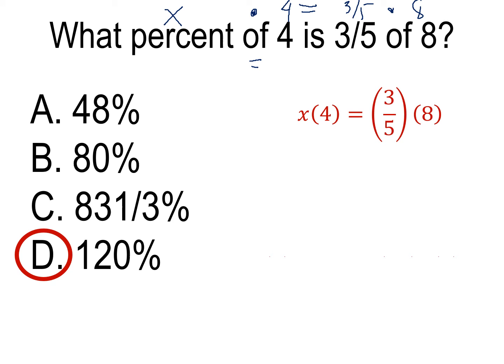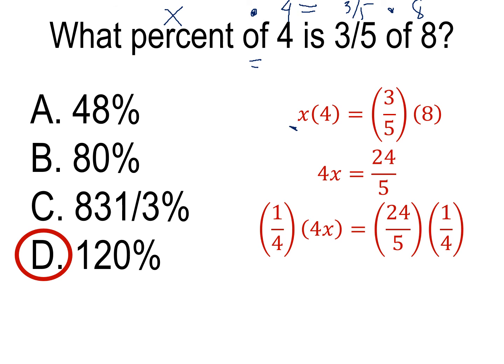So, ito yung solution niya. So, just follow the equation. What percent of 4, so x times 4, is 3/5 of 8. Yan. Then after that, you are given 4x equals 3 times 8 is 24 divided by 5. Okay? Para maalis natin yung 4, you can multiply both sides by 1/4. Or pwede namang divide both sides by 4. Pwede ganon ang idea. Okay?